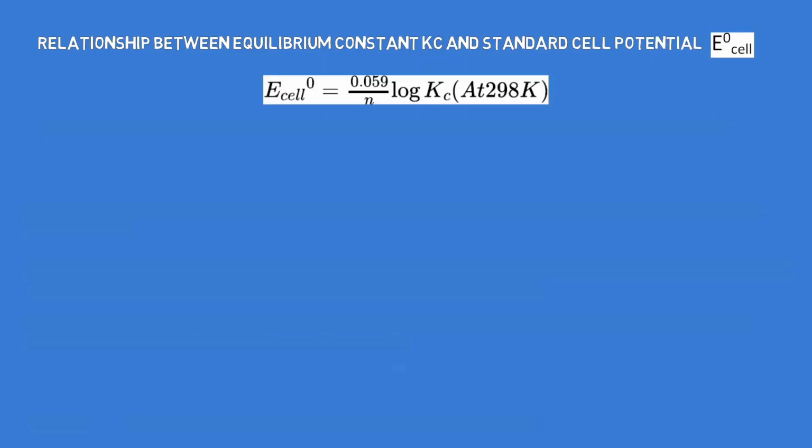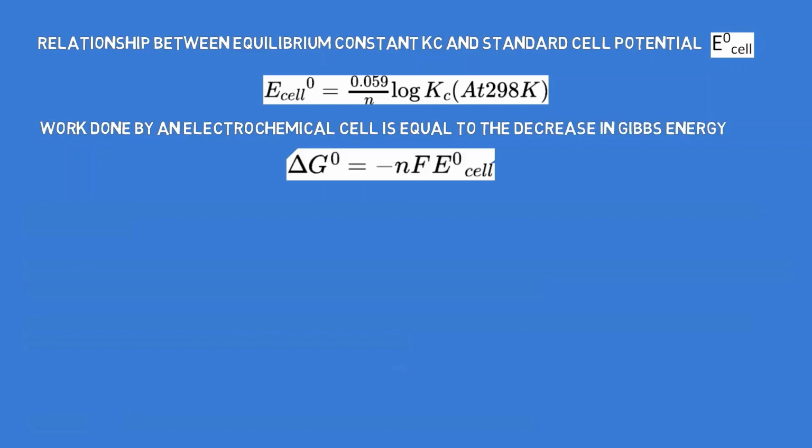Relationship between equilibrium constant Kc and standard cell potential E0 cell: E0 cell equals 0.059 divided by n log Kc at 298 Kelvin. Work done by an electrochemical cell is equal to the decrease in Gibbs energy. The standard Gibbs energy change equals minus nF E0 cell.